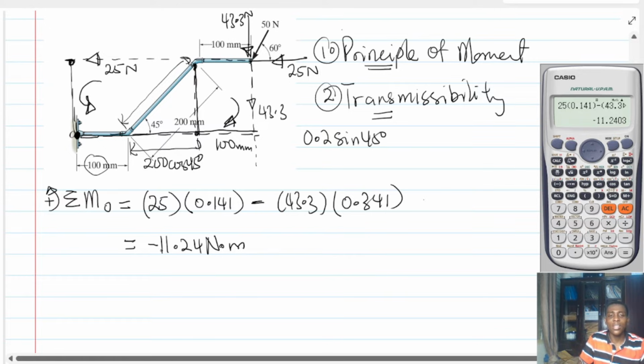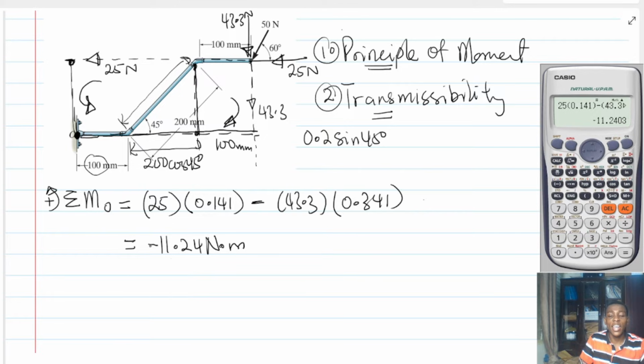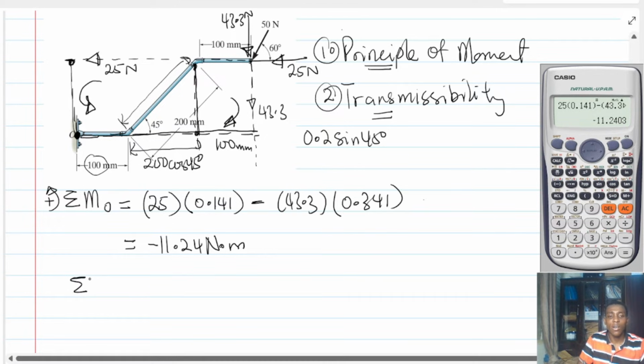The minus sign here means that we said counterclockwise should be positive. If I did everything and I had a negative, then it means the resultant moment about O is actually clockwise. So you can either represent it by this, or you can write clockwise. All right, I hope the concept is clear. So we use the principle of moment and we use the principle of transmissibility. Okay, let's look at the next question.